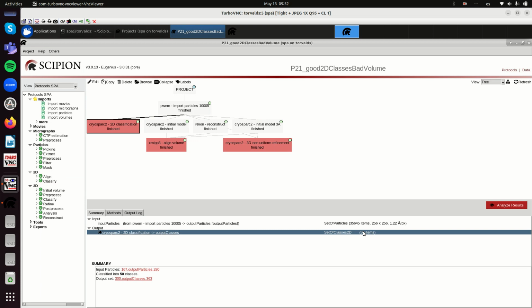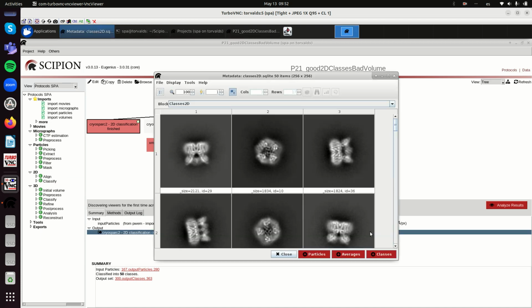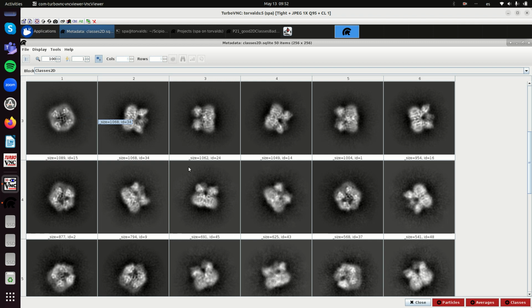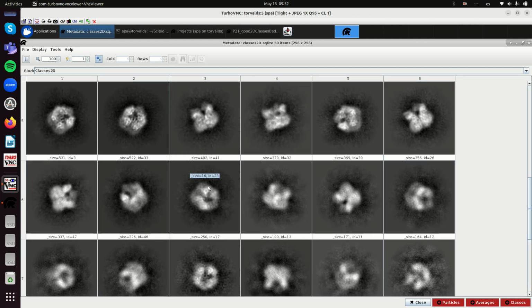This is an old dataset, so we will not reach very high resolution. Even this 3.3 is a little bit questionable, but still we see a lot of internal details of the structure, kind of secondary structure here. It is a membrane protein. We see it is embedded in a nanodisk.